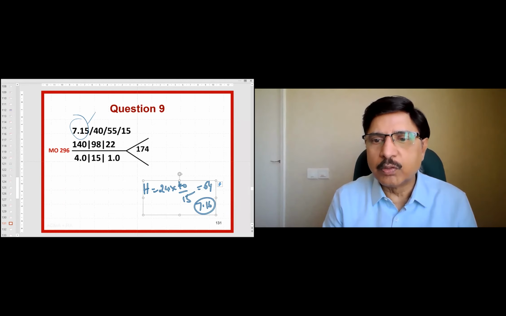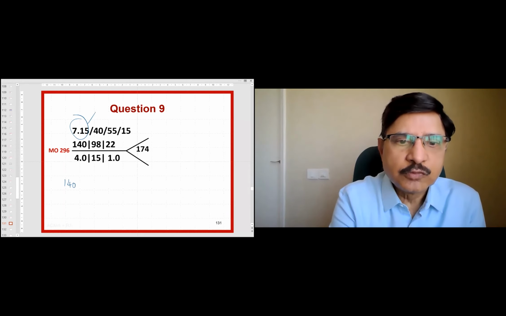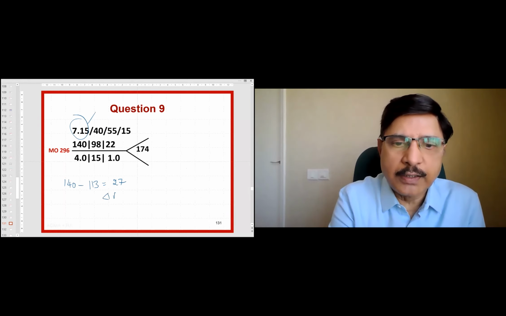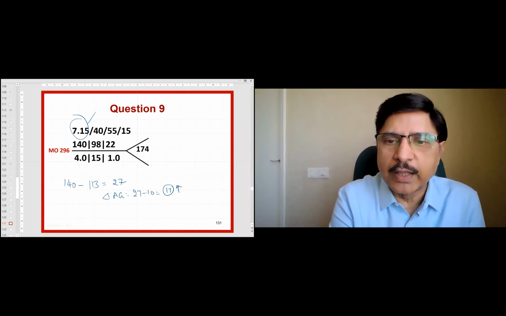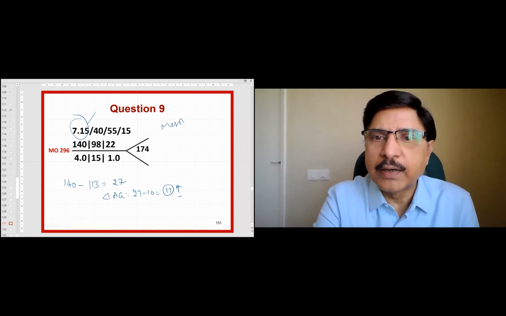We are bound to look at the anion gap. What is the anion gap? 140 minus 113, minus 100, is equal to 27. Delta AG is equal to 27 minus 10, which is 17. It is an elevated anion gap, so the metabolic acidosis is AGMA.